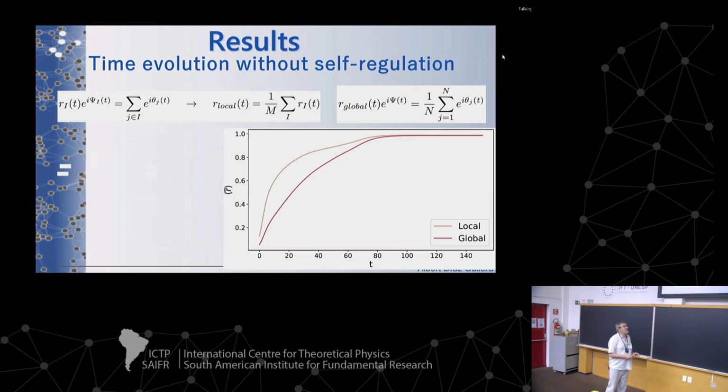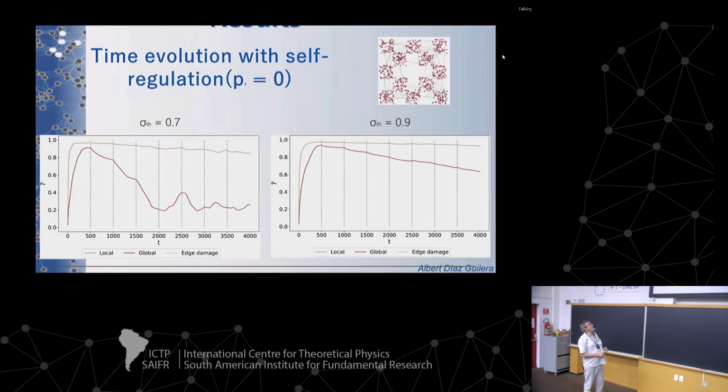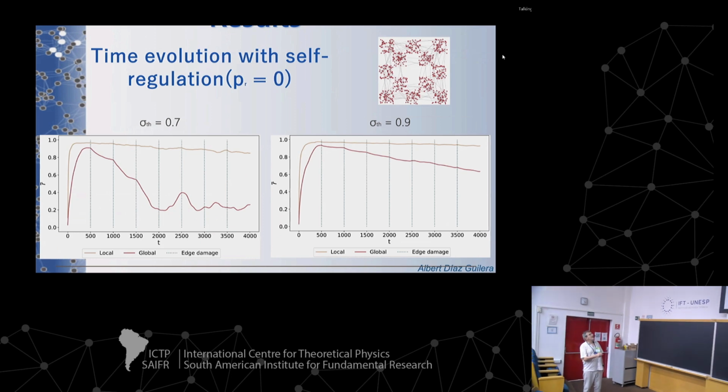So you can have this behavior, and this is the time evolution that we get with the switchers. You see that the local order parameter is not affected, but as we could expect, the effect on the global order parameter is serious.